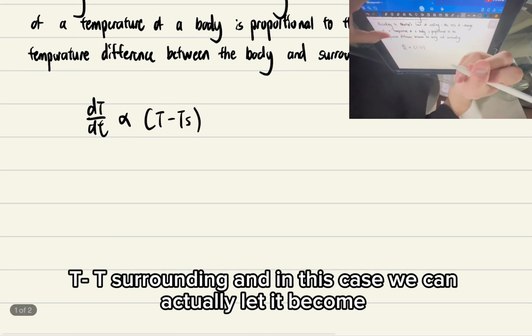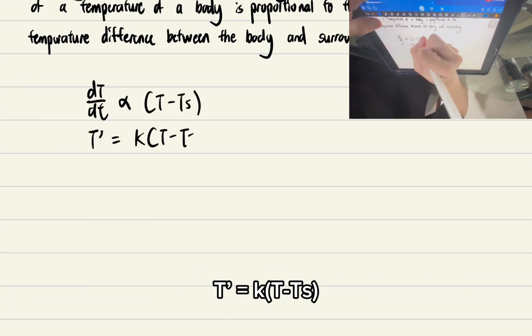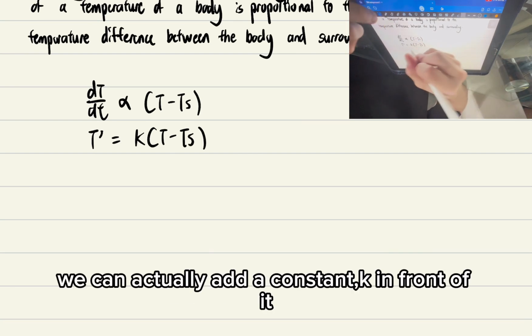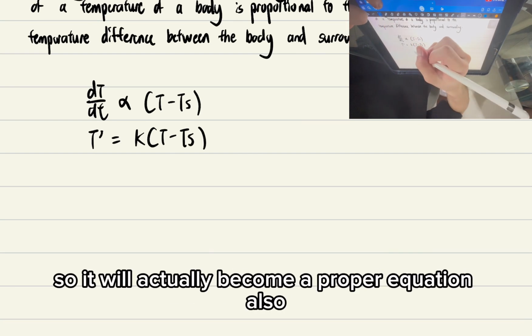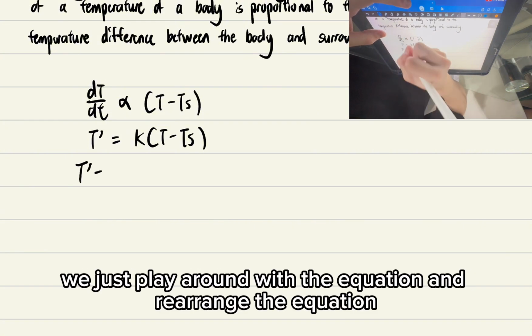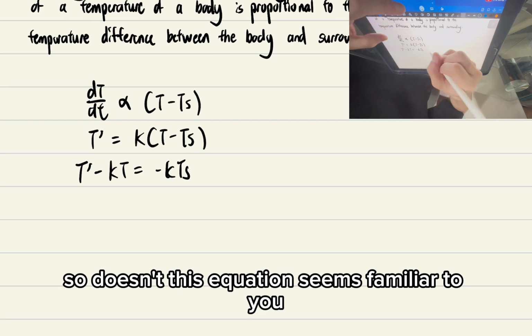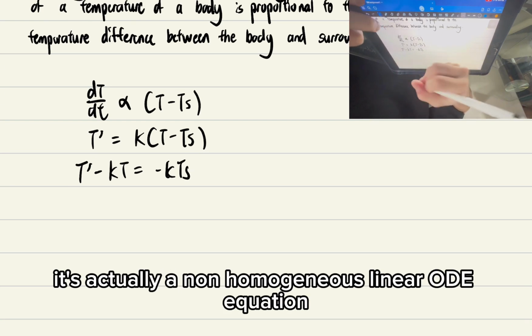In this case, we can let it become T prime equals K times T minus Ts. For any proportional relation, we can add a constant in front of it, so it becomes a proper equation. So we just play around with the equation and arrange it. Doesn't this formula seem familiar to you? It's actually a non-homogeneous linear ODE.